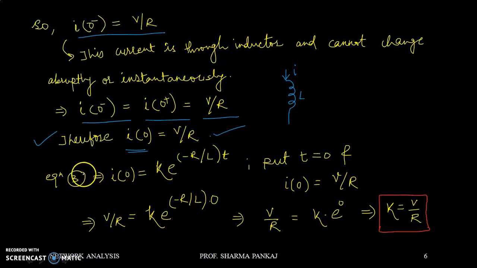So bring the previous equation number 3. Equation number 3 is I(t) equal to K into e raised to power minus R by L into t. Put t equal to 0 and I0 equal to V by R. So V by R equals K into e raised to power 0. Something raised to power 0 is 1. So K is equal to V by R.